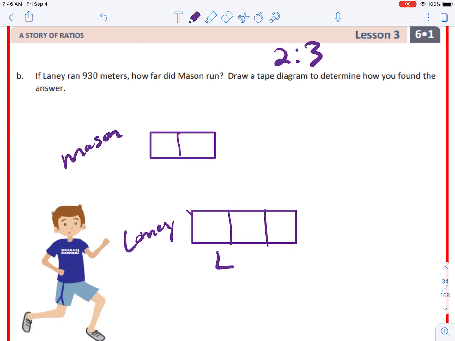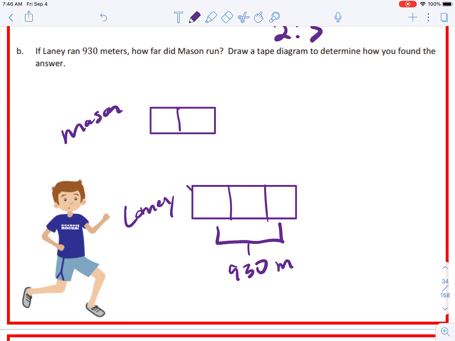So, these 3 units have to equal 930 meters. Try to figure this out. Pause the video, take a few minutes. Alright guys, you should have paused the video and taken a few minutes to try to figure this out. Hopefully you came to some type of conclusion.